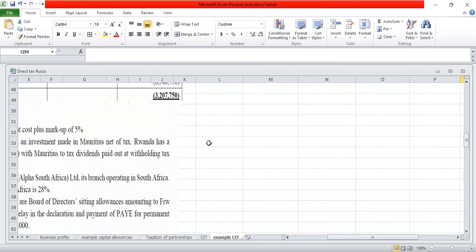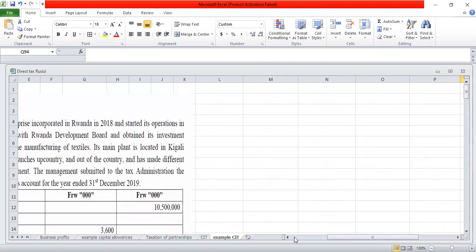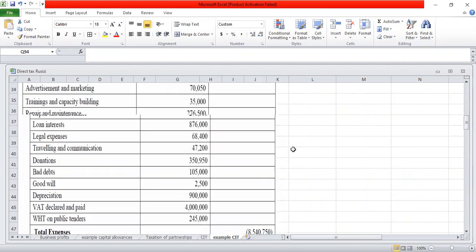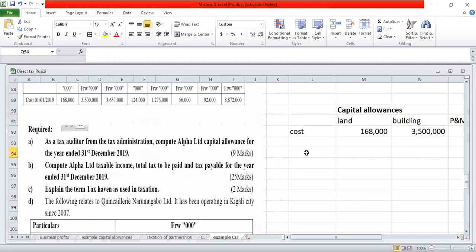Now I can go back to my information to get it very clear what they say. Alpha Limited is a multinational incorporated in 2018 and started its operation in January 2019. That's when it started operating. It was registered with Rwanda Development Board and operated, so it is a registered investor from 2019. So in this case, I'm going to compute my accelerated depreciation. Accelerated depreciation at 50%.